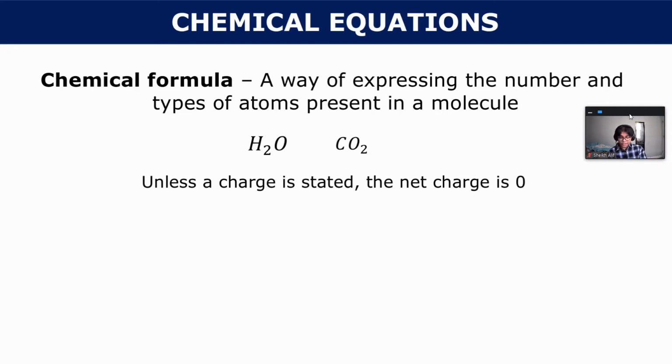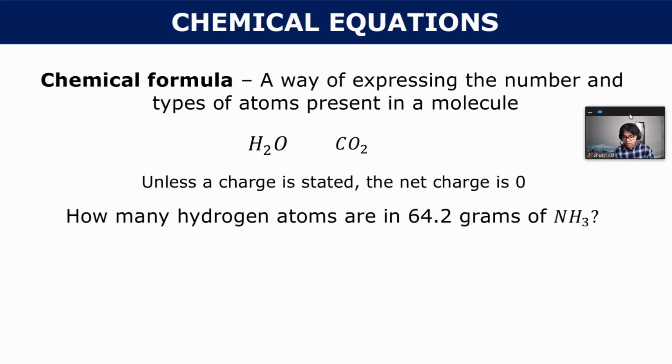Right now, it doesn't seem very useful to know that, but it does come in handy later on. So just keep that in the back of your head. All right, so let's do a bit of practice, and we're asked to find how many hydrogen atoms are in 64.02 grams of NH3, ammonia.